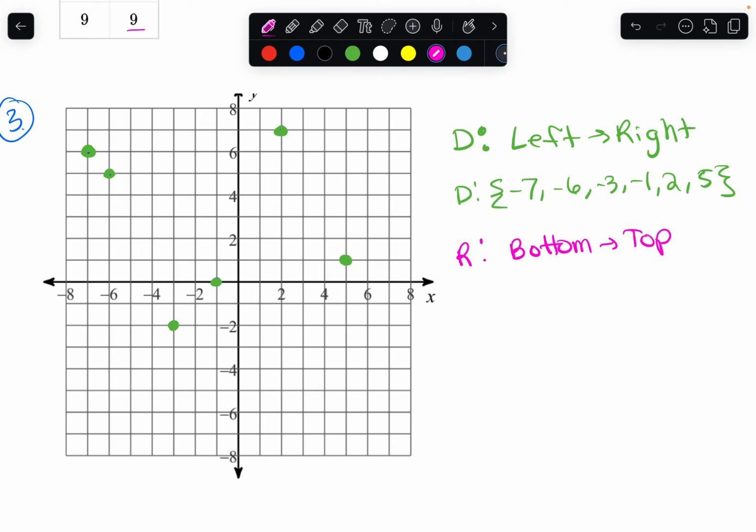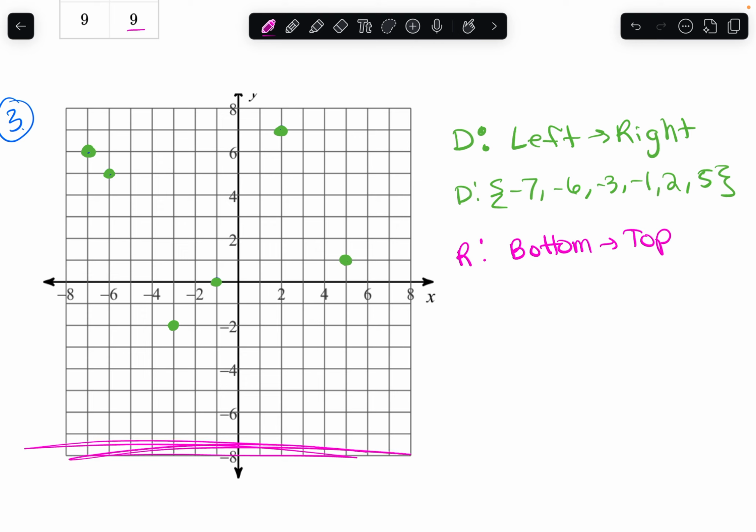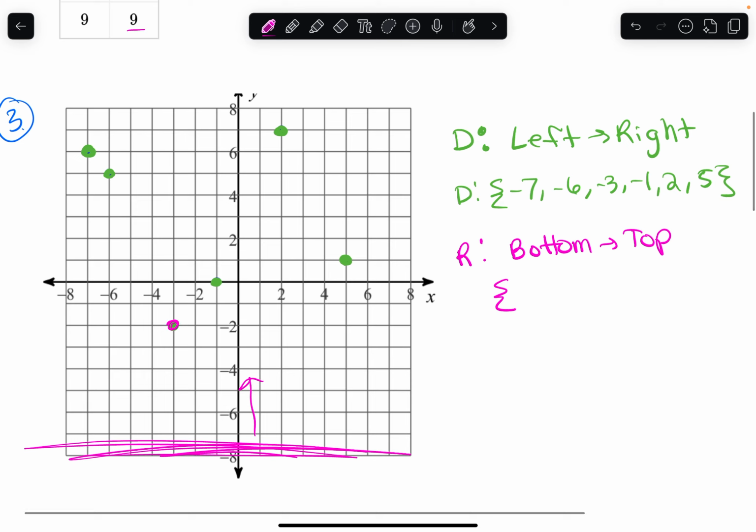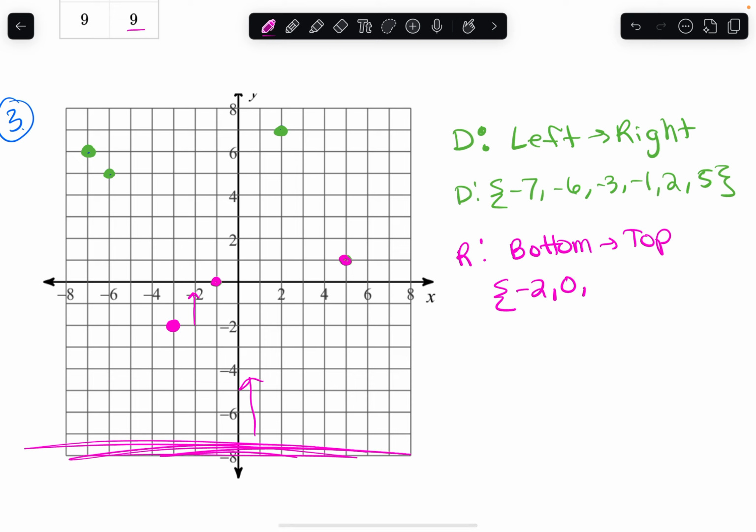Now, when I start working on my range, I'm going to start down here and work my way up the picture until I find my first point, which happens to be right here. So for my range, I start at -2. And then as I continue to work my way up, I hit a y value of 0. And then over here, I have a y value of 1. And then 5. And then everyone's favorite, 6. And then 7. No matter what, we cannot get away from it.